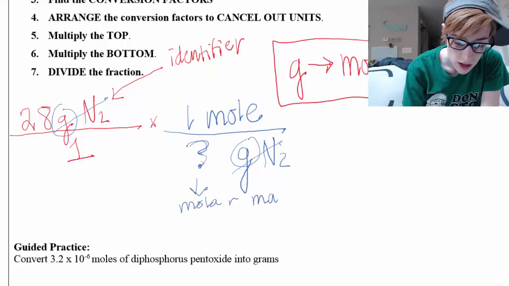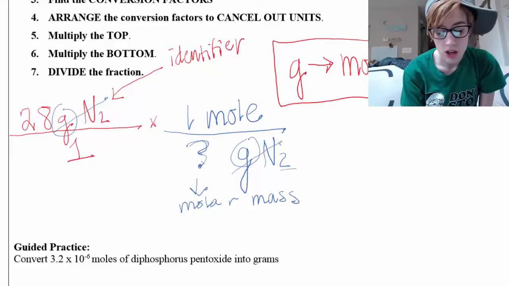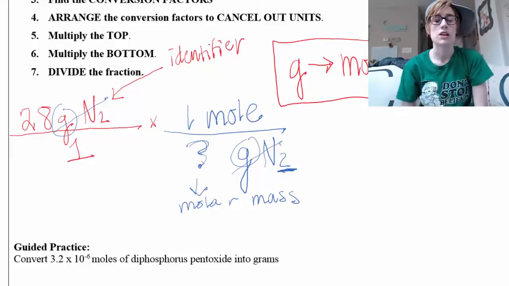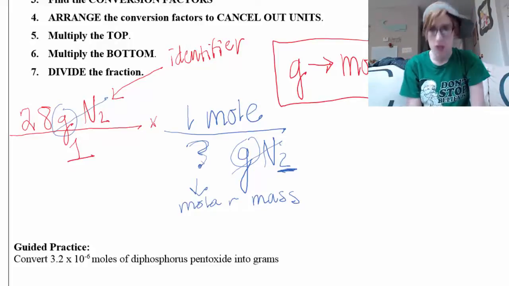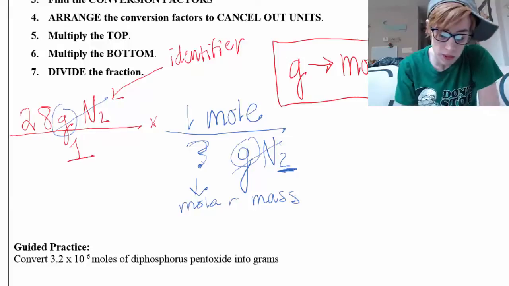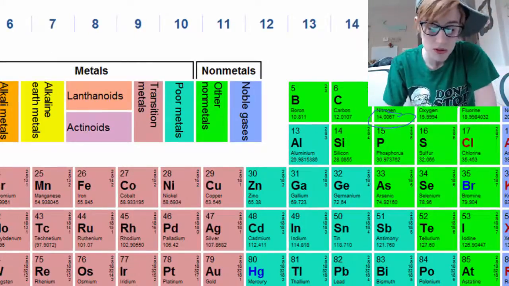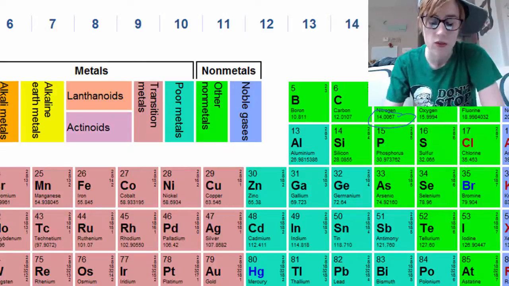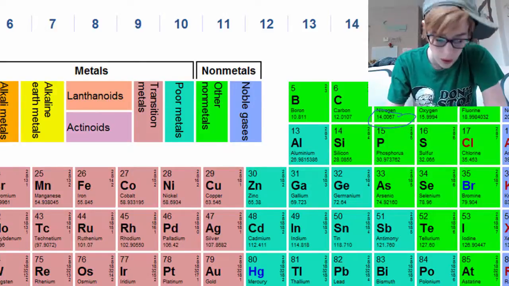Molar mass. Okay, so this is not just nitrogen though. I can't just look on the periodic table and find the molar mass for nitrogen. It's N2. So I have to find the molar mass for N2. If I go to the periodic table, nitrogen's molar mass is 14.0067, and remember how I always round to the hundredths, so it'll be 14.01.